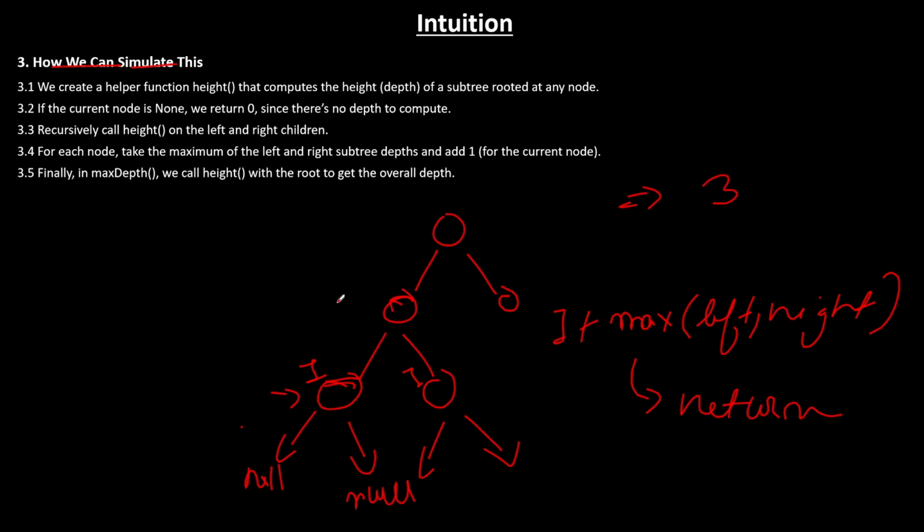What you will do? You will ask what is the maximum of left? The maximum of the left subtree is 1. The maximum of the right subtree is 1, right? So both are the same, so it will be 1 plus 1. So this will have 2 with it.